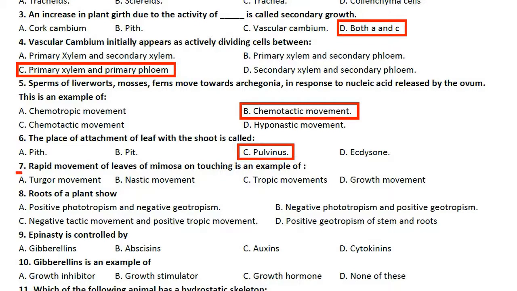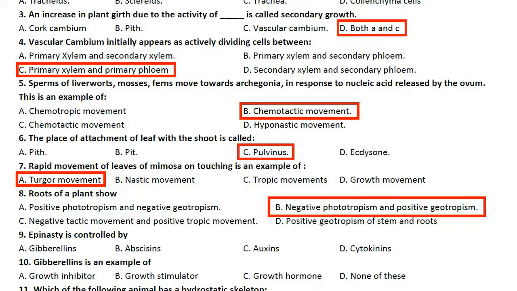In 7th we have the correct answer as A. Question number 8: roots of plant show positive phototropism. Now remember that roots of plants always show positive geotropism, while the stem shows positive phototropism and negative geotropism, and the root shows negative phototropism and positive geotropism. So in option B we have negative phototropism and positive geotropism. So option B is correct.